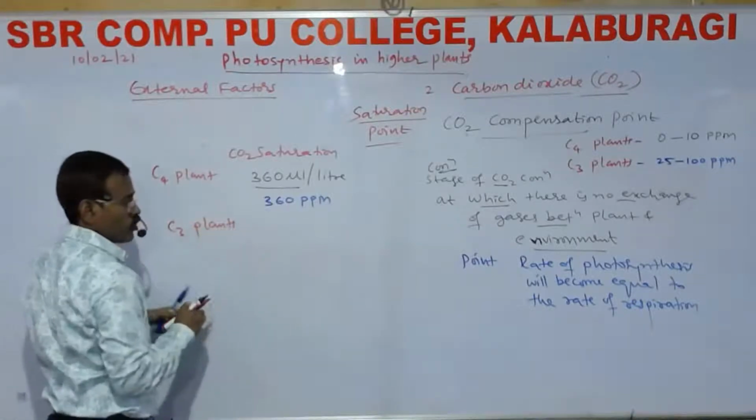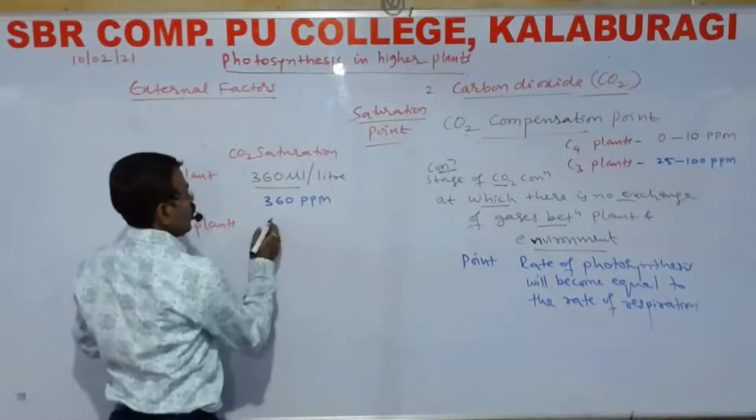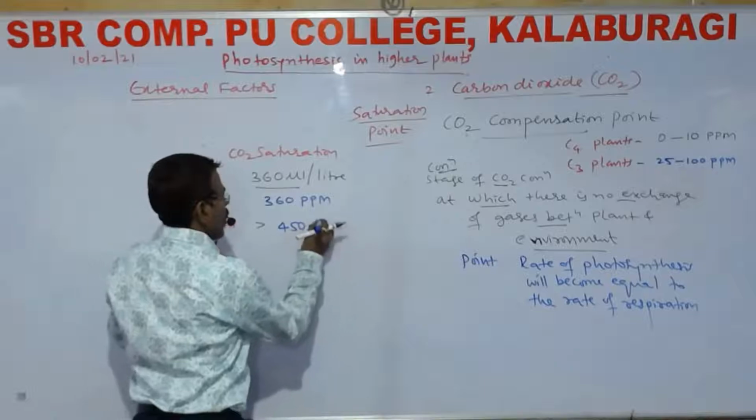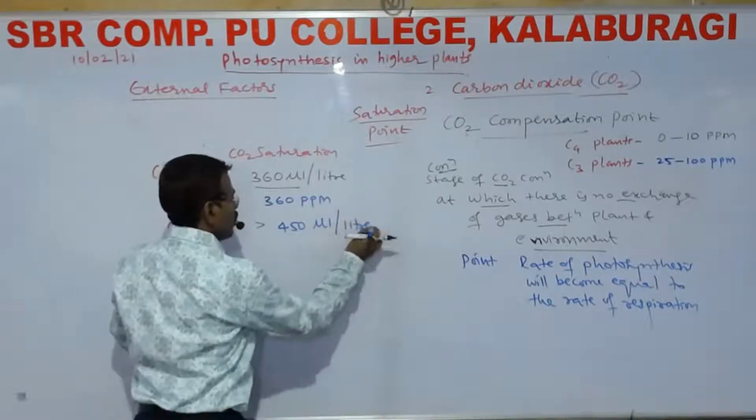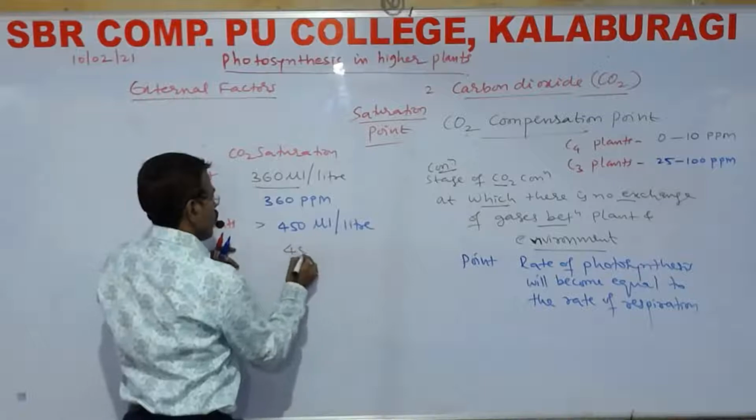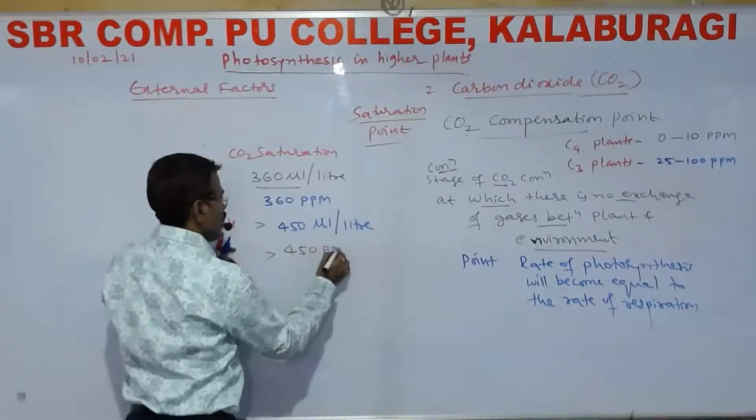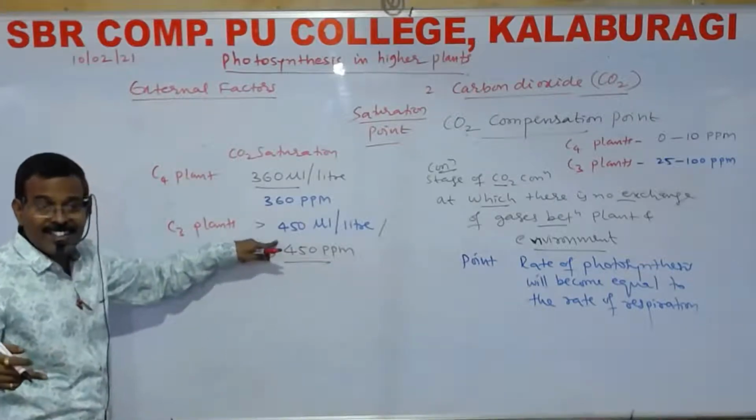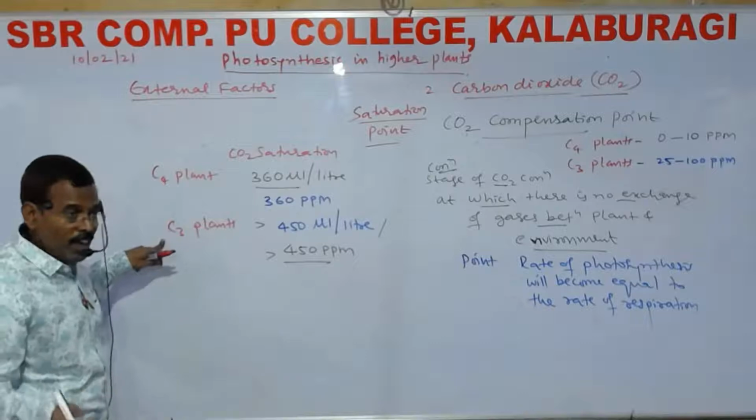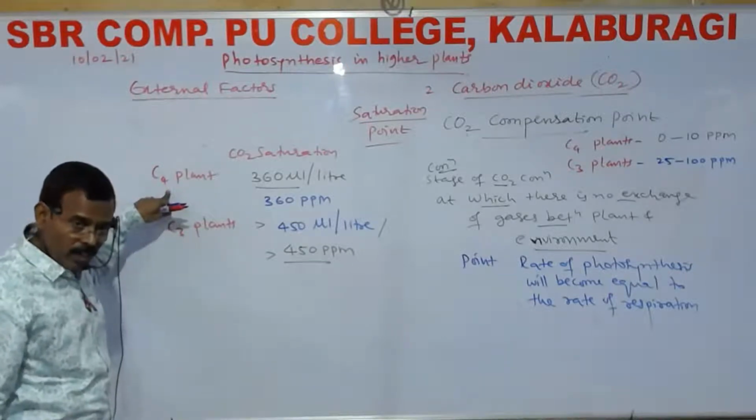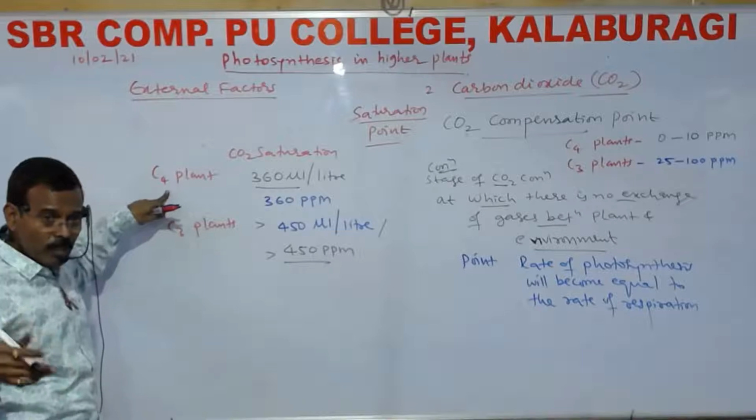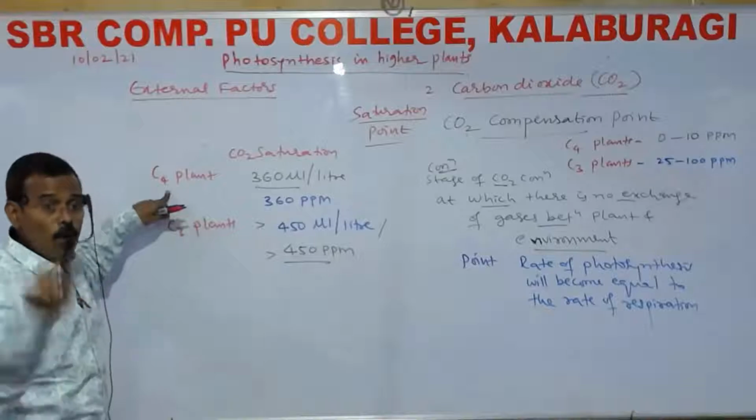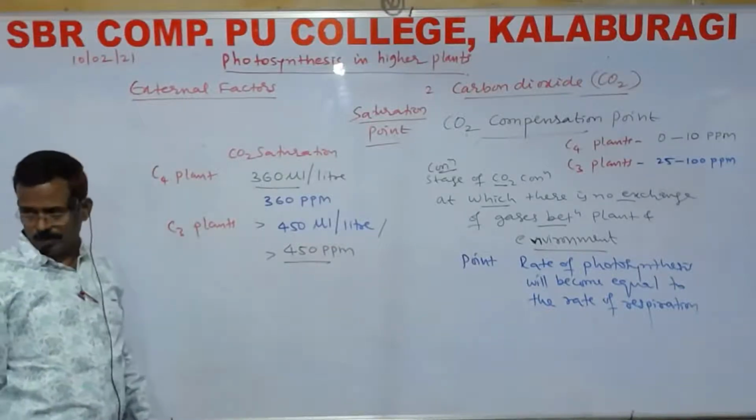Then C3 plants carbon dioxide saturation. It is more than 450 microliter per liter, or it is more than 450 ppm. Here, the requirement of carbon dioxide is greater in C3 plants as compared to C4 plants. That's why, as I told, the present carbon dioxide concentration is limiting for C3 plants. It is optimum for C4 plants.